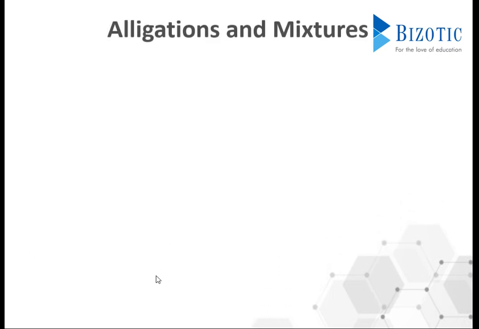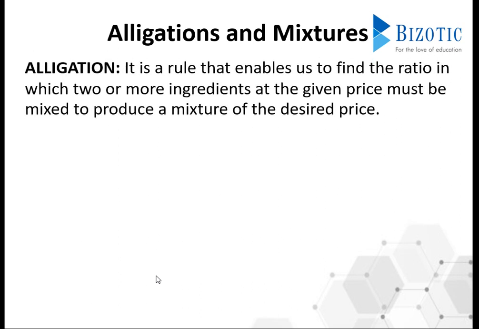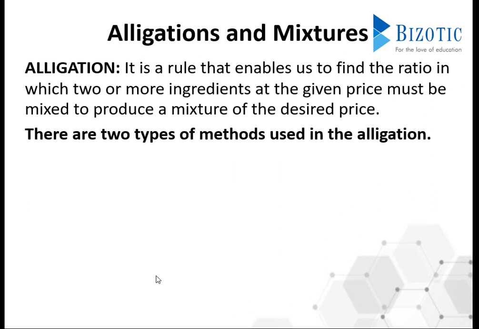And now let's understand alligation. It's a rule that enables us to find the ratio in which two or more ingredients at a given price must be mixed to produce a mixture of the desired price. To make it very simple, alligation is a method which will help us decode those compound mixtures. As simple as that. You have to keep this in your mind: in order to decode a compound mixture, there is a method called alligation. And let's see what that method is all about.